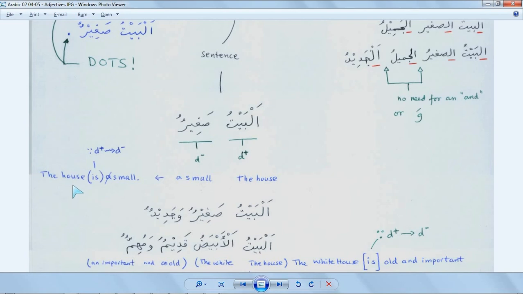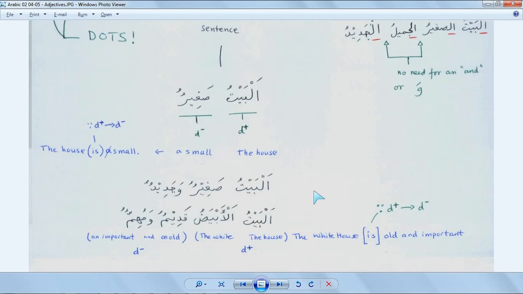So, the house, definite, a small, indefinite. So we translate it as the house is small. Okay, so how do we know where the is? It's where we pass from the definite to the indefinite. So this is a simple way of trying to understand this. So, al-baytu saghirun. The house is small. But what happens if we want to add an extra adjective? We want to say the house is new and small. Here we need to add a wa. Al-baytu saghirun wa jadidun. So, another example.